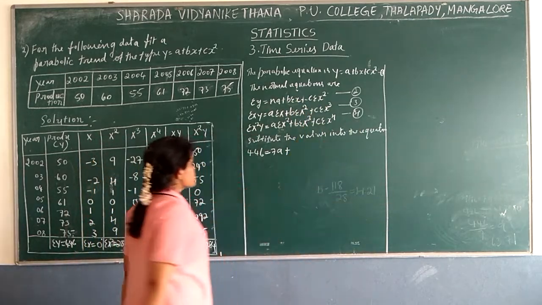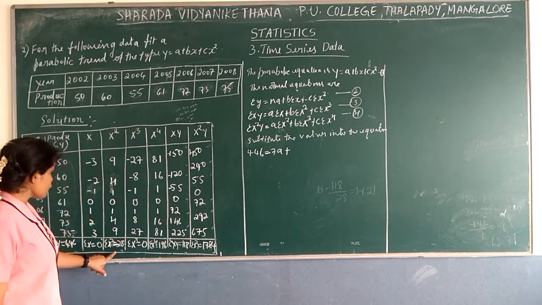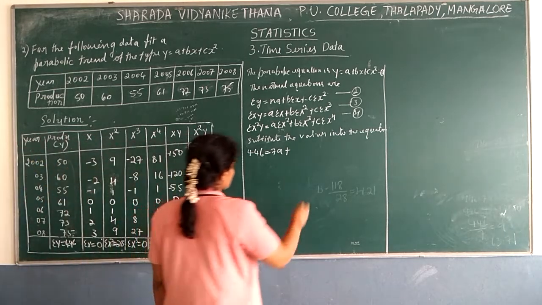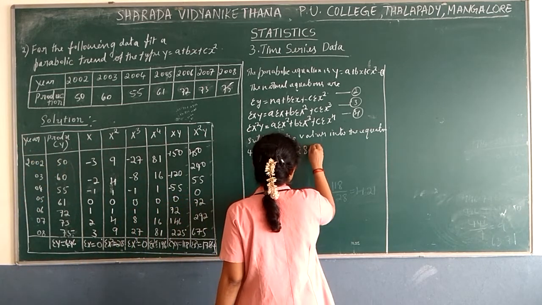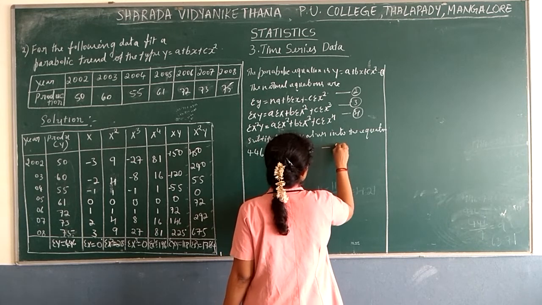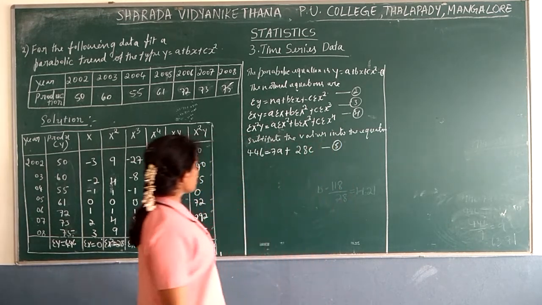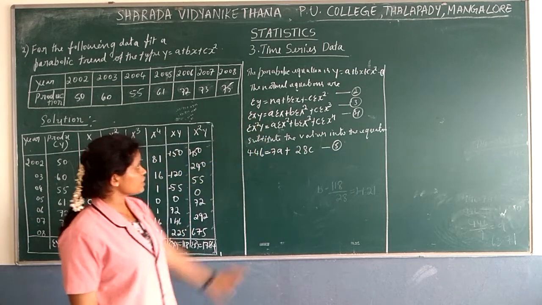Sigma x square. Total of x square is 28. So 28c. And this is the fifth equation. Now come to the third equation there.